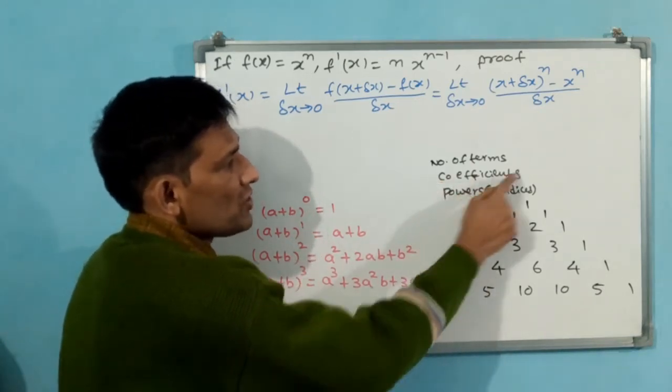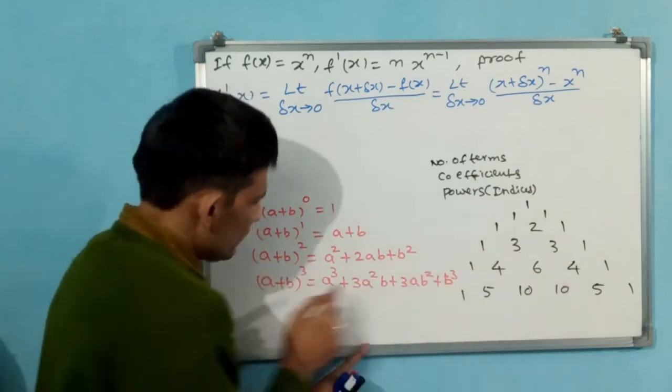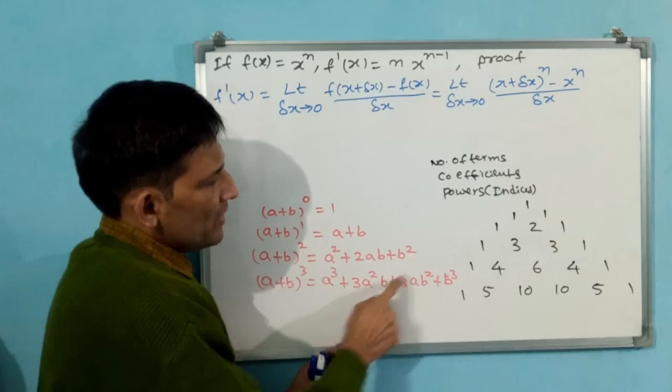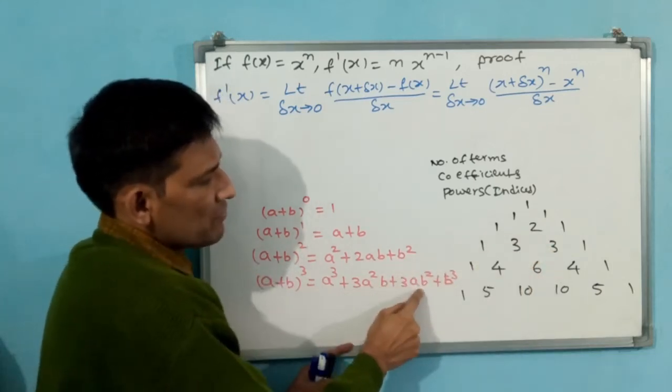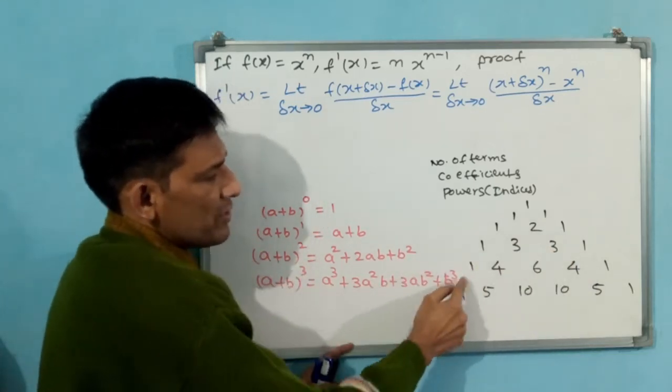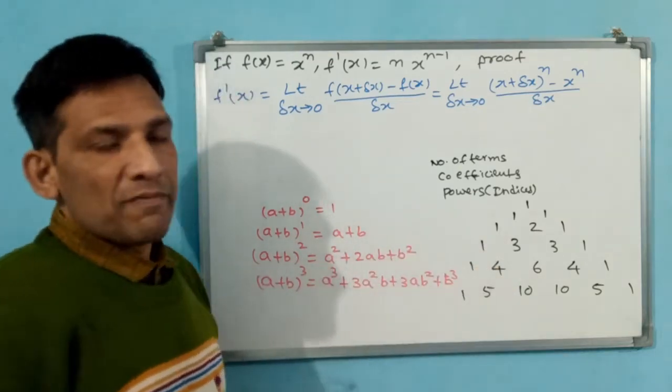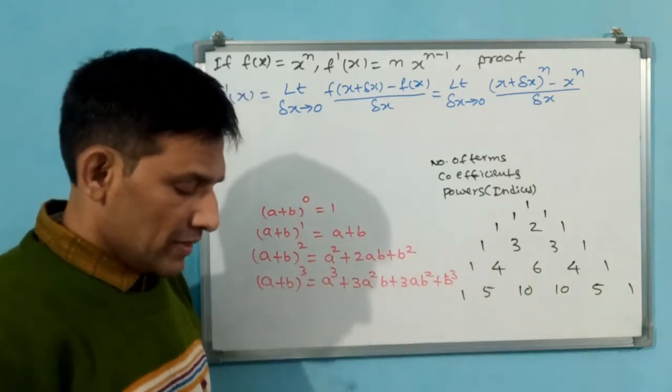Coefficients, you see, coefficients: 1, 3, 3, 1. 1 is there, 1 into A cube. 3 is there, 3A square B. Again 3 is there, 3AB square. Again 1 is there, 1B cube. Okay. Now like this, we can match coefficients also.